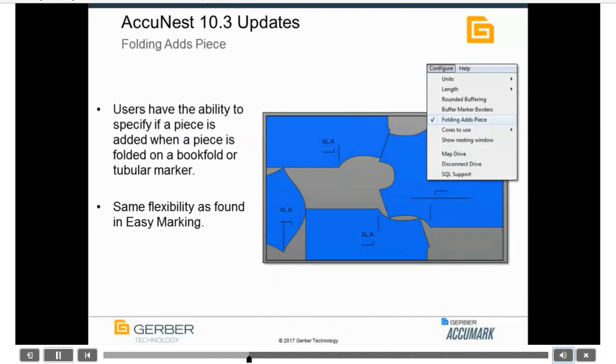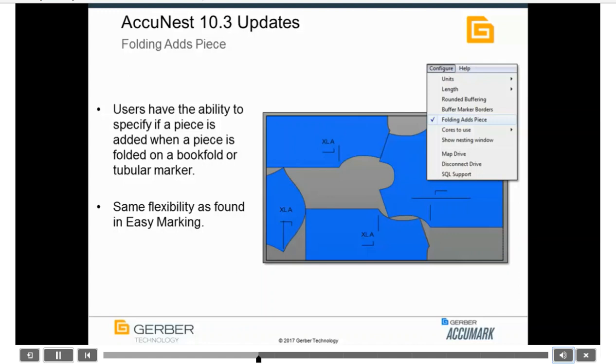Going into a couple of changes for AccuNest, one of the things that we also heard from a lot of our knitwear people was that there was a discrepancy with how Easy Marking and AccuNest treated book fold or tubular markers. The folding adds piece option was always a part of Easy Marking, and you could control if it added a piece or not when that piece was folded. AccuNest did not have the same control and therefore would make a marker that looked a little bit different than our Easy Marking marker. So what we allowed you to do now is in your AccuMark queue, you can control whether folding a piece should add another piece to your marker or not, just by using this little checkbox here. So that just gives you the same compatibility and the same flexibility as what you had in Easy Marking versus your other systems in AccuMark.